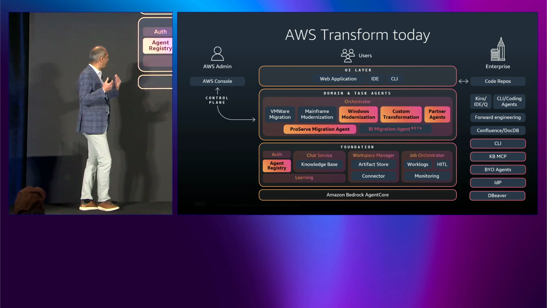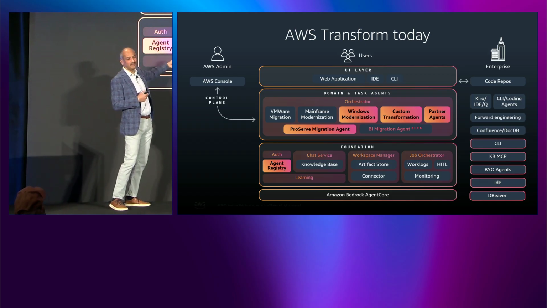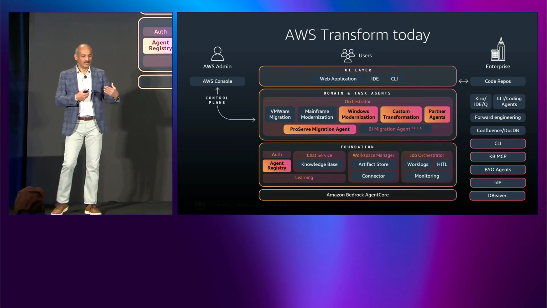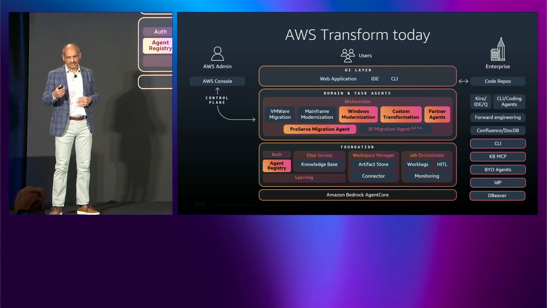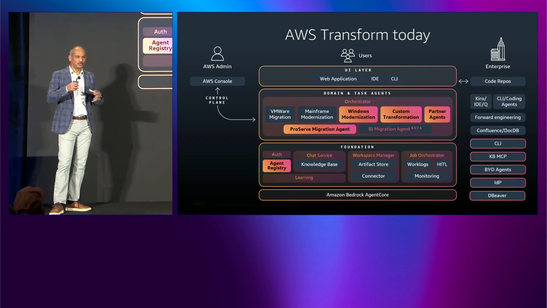And that orchestration will have access to any agent that you have registered in the agent registry, as well as any agents that we have publicly launched already, like our wave planning agent, network generation agent, the mainframe modernization agent, et cetera. And so you can mix and match.